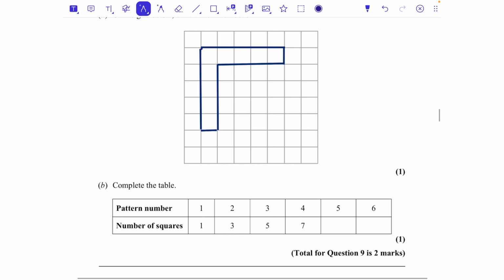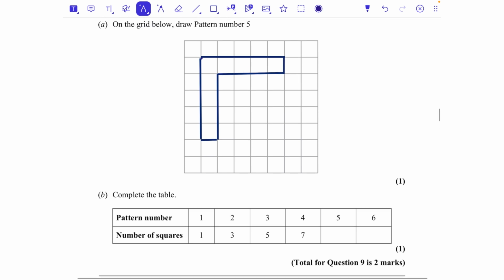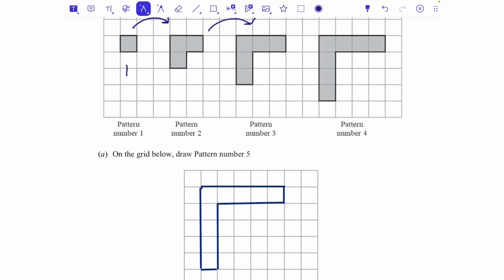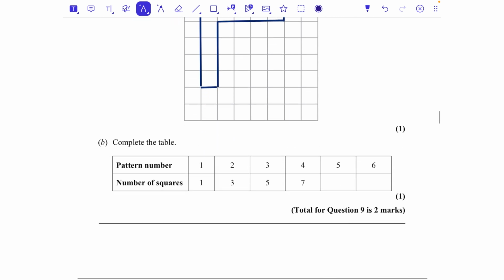Complete the table. Pattern number 1, pattern number 2, pattern number 3, and so on, and how many squares they had. So pattern number 1 had 1 square. Pattern number 2 had 3 squares because we've got an extra 1 here and an extra 1 here. Pattern number 3 had 5 squares because we've got an extra 1 here and an extra 1 here. Pattern number 4 had 7 squares. So because we're adding 1 to the side and 1 underneath each time, we are adding 2 each time we go up a pattern number. So 1, 3, 5, 7. This one's going to have 9. We can see that here. And so pattern number 6 would have 11 squares.